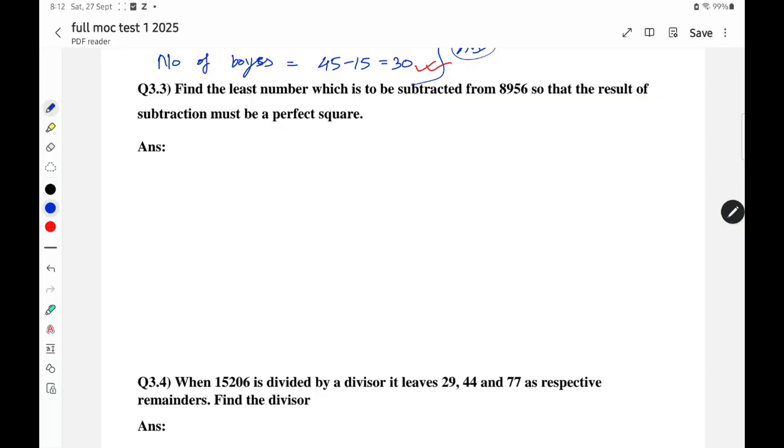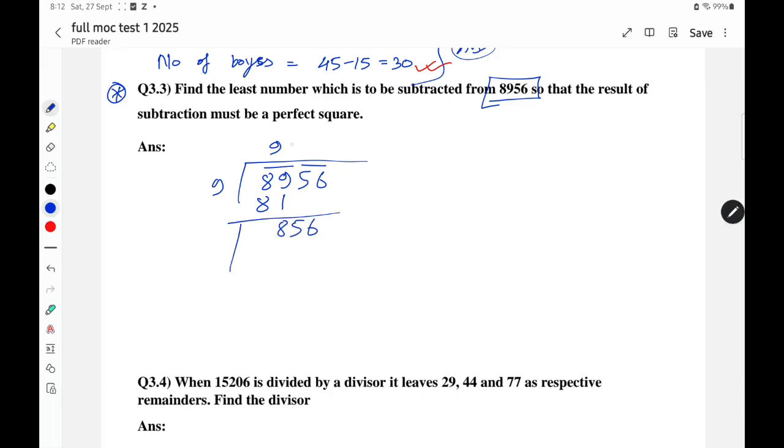Find the least number which to be subtracted from... So this is actually easy problem. You just follow the division method of finding the square root. 8 9 5 6, pair it. 9981 get 8 5 6, 9 এর ডবল হচ্ছে 18.